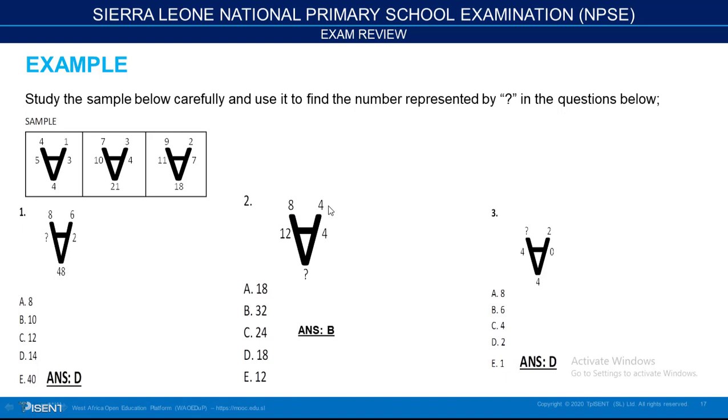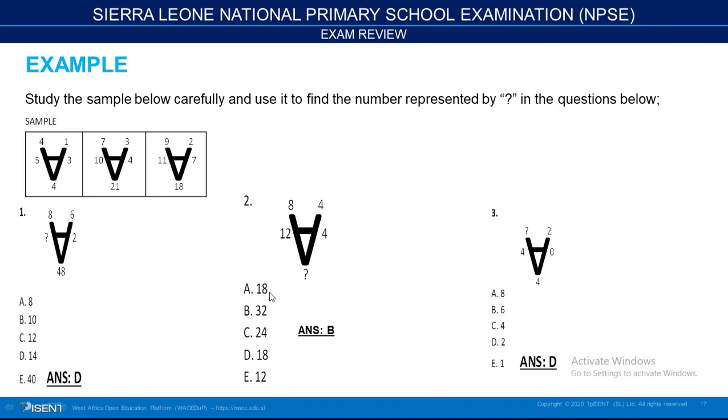8 times 4 should give you what? 8 times 4 gives you 32. So 8 plus 4 is 12. 8 minus 4 is 4. And 8 times 4 is 32. So we look for 32 here.